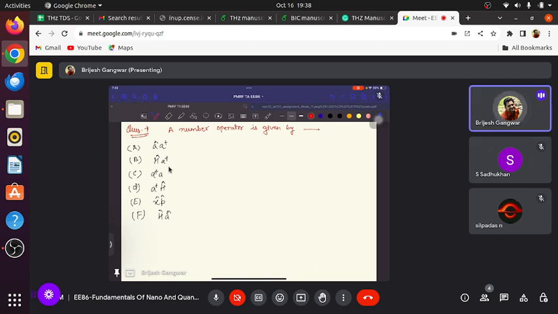Just now I derived and told you that a dagger a equals n, that is the number operator, while a a dagger gives you n plus 1. So this n is known as the number operator.